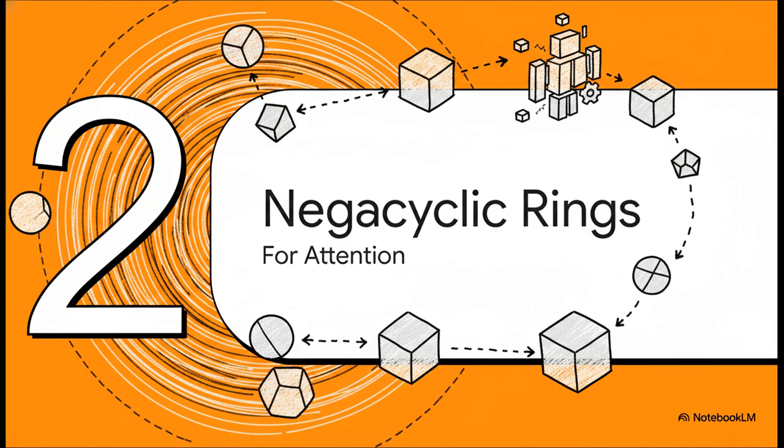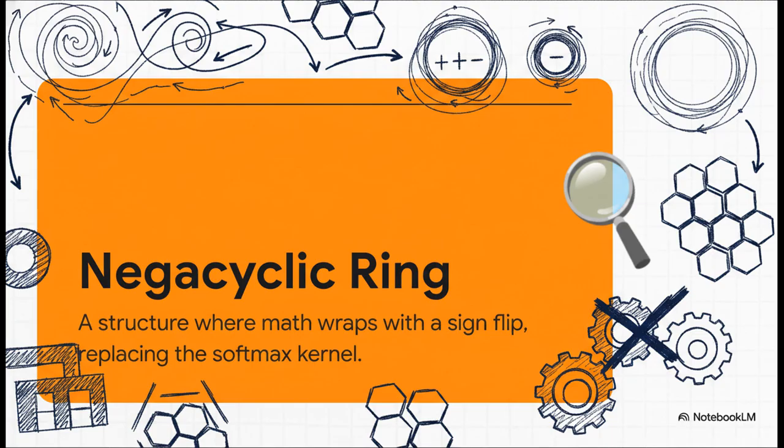Moving right along, section 2, negacyclic rings for attention. So in a standard transformer, attention is a real valued bilinear form, right? Well, not anymore. Here, it is entirely replaced by a negacyclic cyclotomic ring. Queries and keys get encoded as polynomials using a CKKS-style encoder, and because we're taking the quotient by x to the power of n plus 1, the ring is negacyclic. All that means is when you multiply the polynomials, the coefficients wrap around with a sign flip. This specific algebraic structure becomes your direct replacement for the softmax attention kernel.